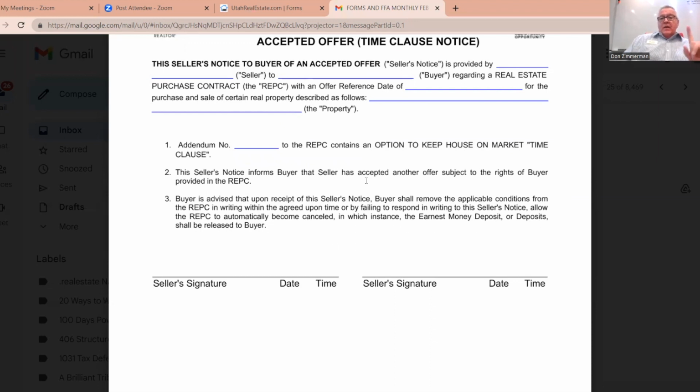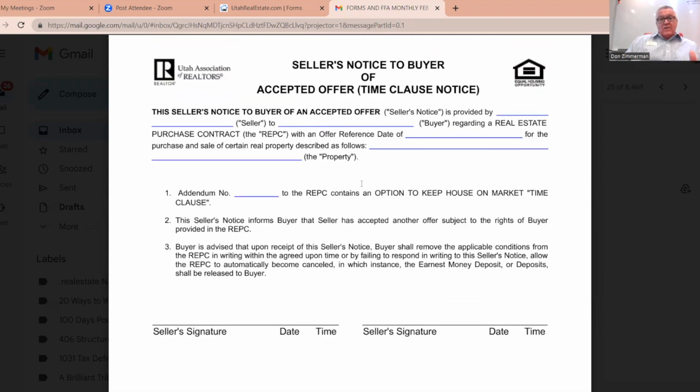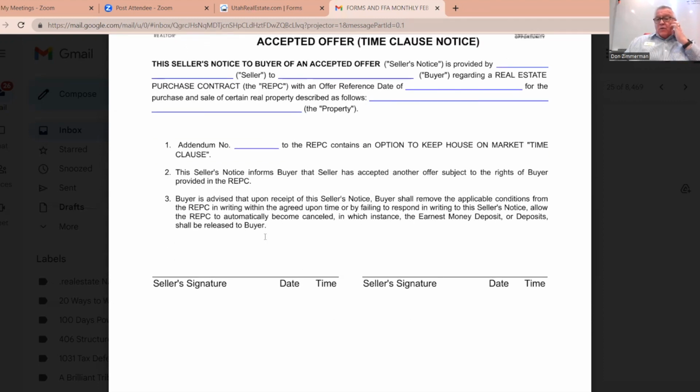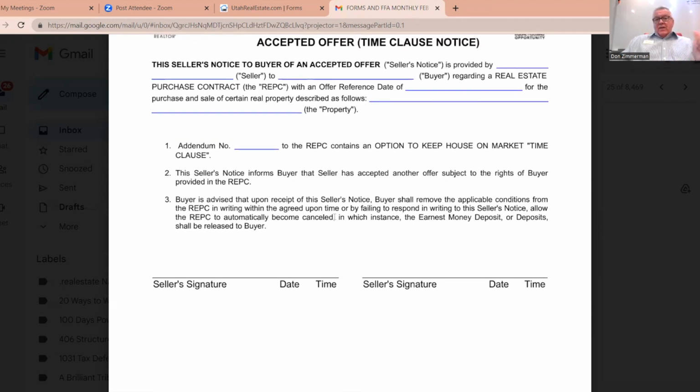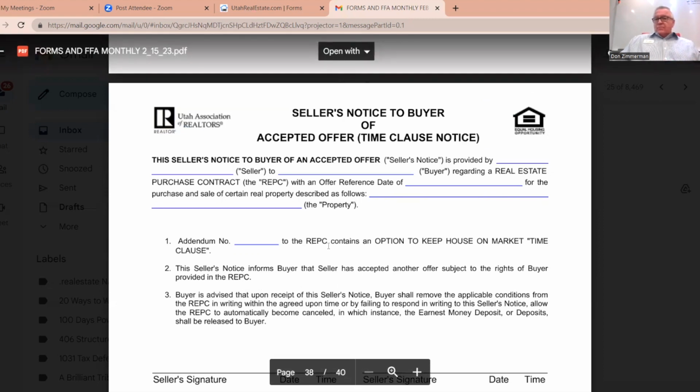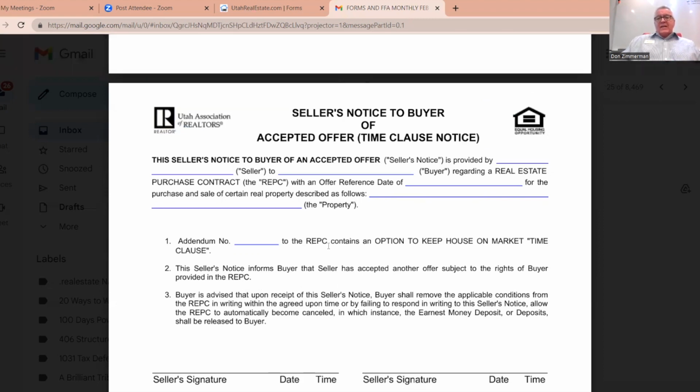Okay, so on a time clause, earnest money does have to be deposited because the seller's accepting an offer with a time clause notice. But number three says that if you can't remove the contingency, you get your earnest money back. So this would be the notice that the seller gives. We've got a new offer, doesn't have any contingencies, and so we're starting the clock on that 72 hours or 48 hours, however much time you give them.